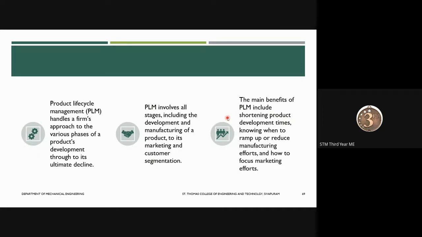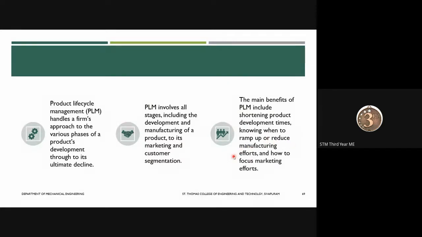Same thing is happening here. When we are managing such a forecast, we can shorten the product development time, so we can in turn produce more products. That is the main purpose here, by shortening product development times. Then knowing when to ramp up or reduce manufacturing efforts.